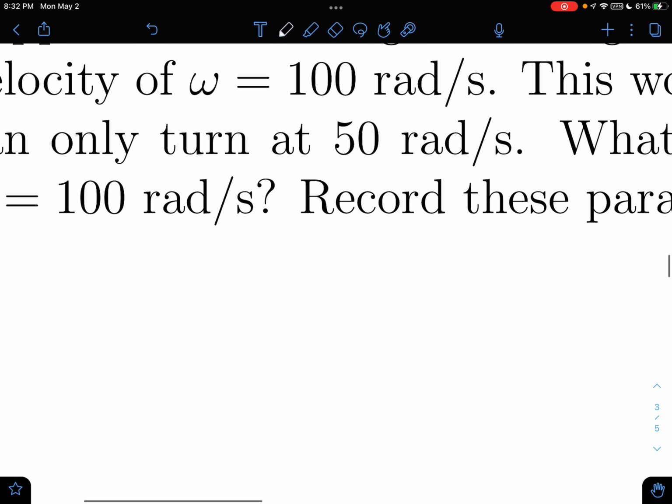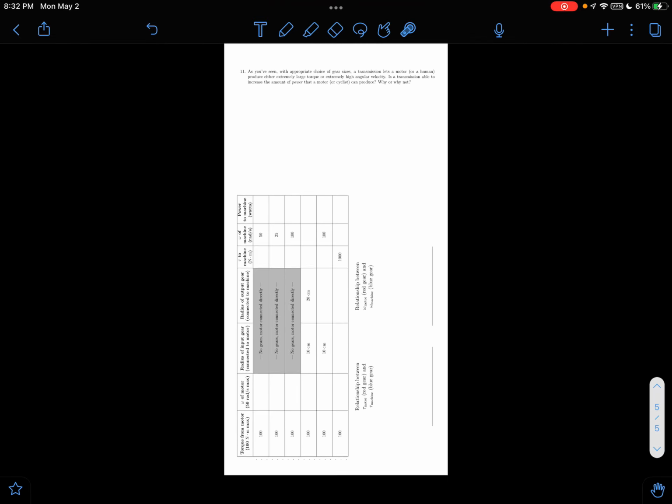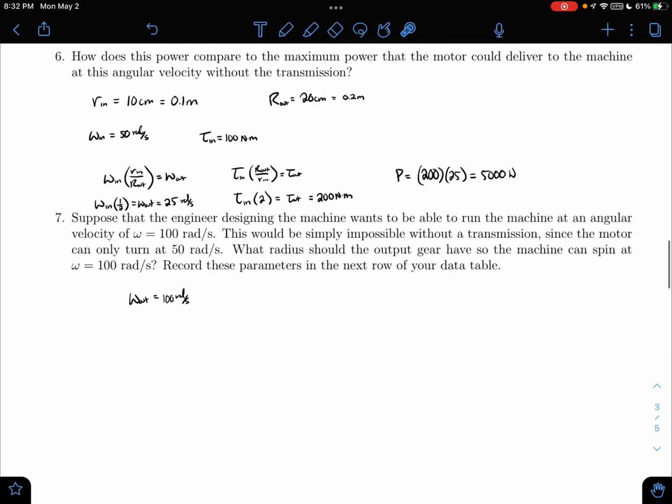So we're getting that our omega out equals 100 radians per second. We want to run the machine that fast. That's going to be our output omega. Now, it would be impossible without a transmission, like we said before. When we wanted to run it at 100 before, we said we couldn't do it. Well, now we have gears, and that solves this problem. So what radius should the output gear have so the machine can spin that fast?